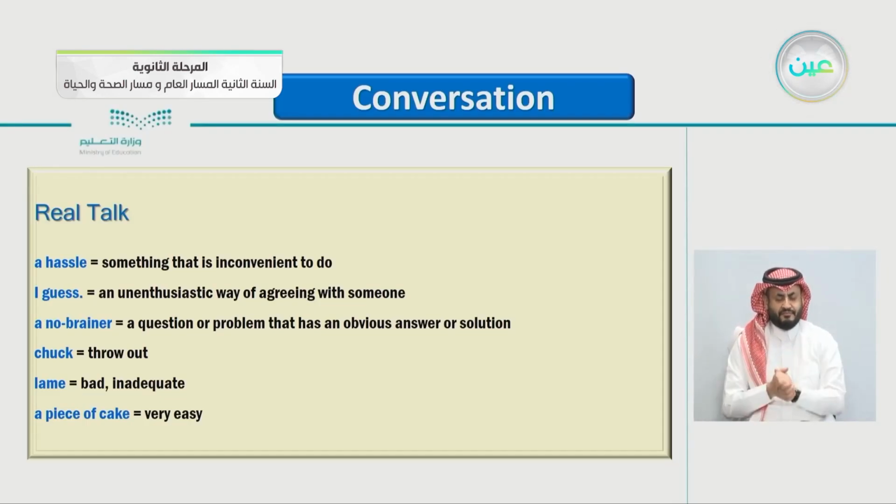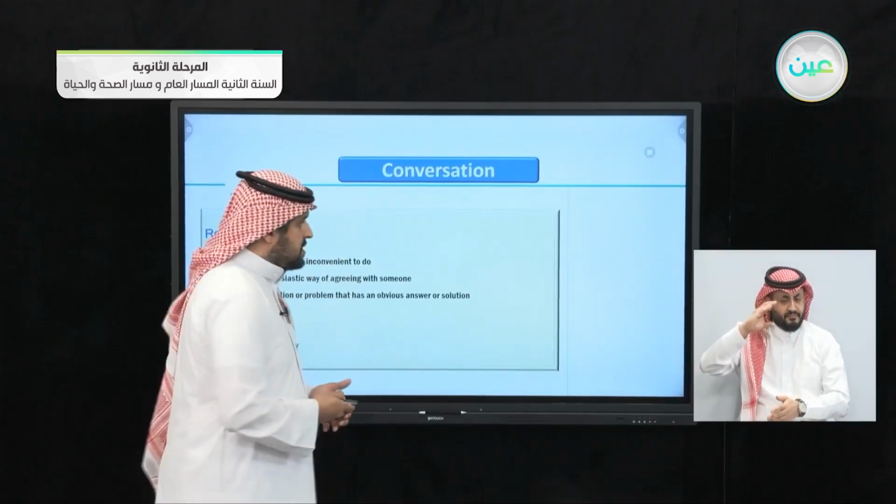A no-brainer, a question or problem that has an obvious answer or solution. So, a question or a problem that the solution for it is very easy and very obvious. Chuck, as we took before, means throw out. Lame, bad or inadequate. A piece of cake, very easy. Again, when you describe something as a piece of cake, it means that it's very easy.